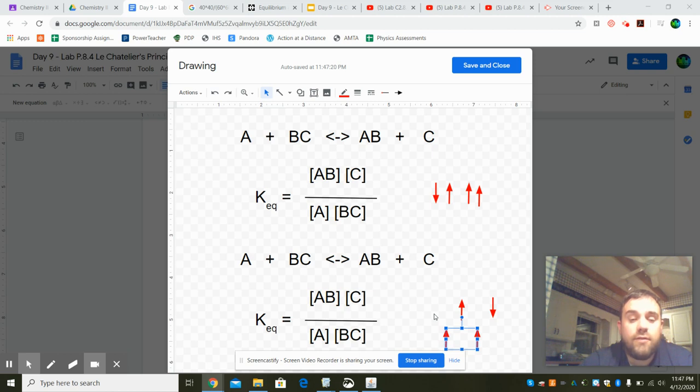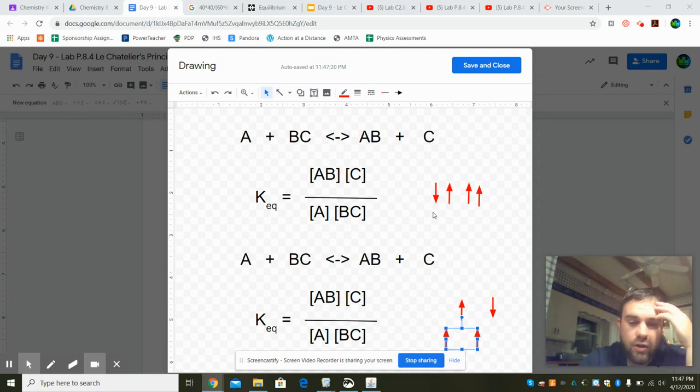So let's try to make sense of this data then. The simulation, these reactions that we're looking at between the iron and thiocyanate system and also the cobalt system. How can we make sense of this by looking at the concentrations? Well, here's how we should do it. So I wrote the equilibrium expression for this: A plus BC in equilibrium with AB plus C.